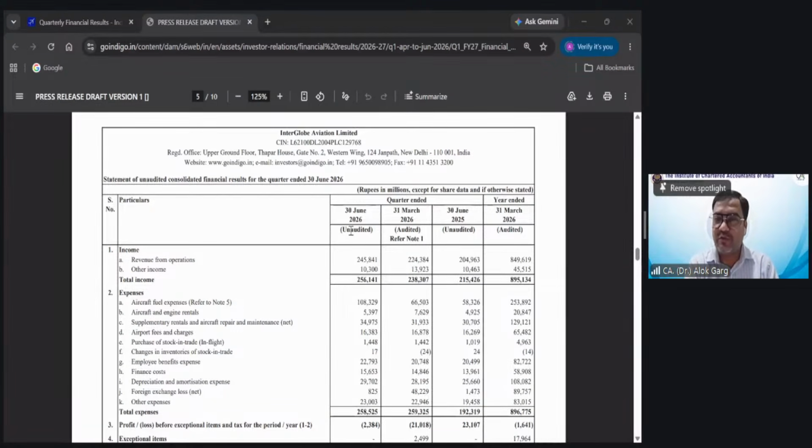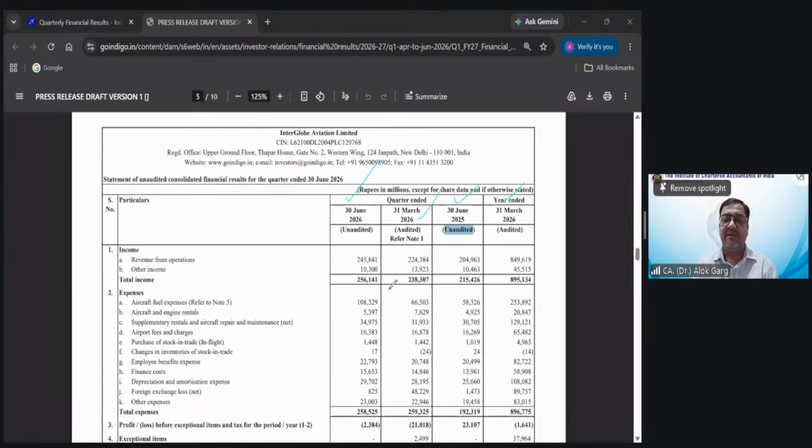So the June 26 quarter is there. The comparative quarter, the corresponding quarter of the last year, is also there: June 25 quarter. The last quarter is also there. So current quarter June 26, the immediate last quarter, which is March 26 quarter, meaning the 3 months ended March 26, then the corresponding quarter of the last year, and the last full year. 4 columns are there. The P&L format is the same format, as per Schedule 3.